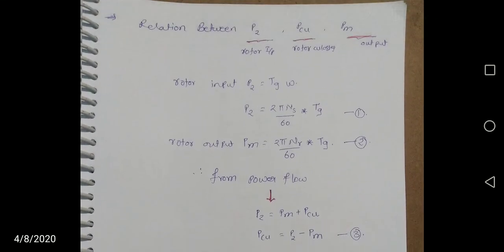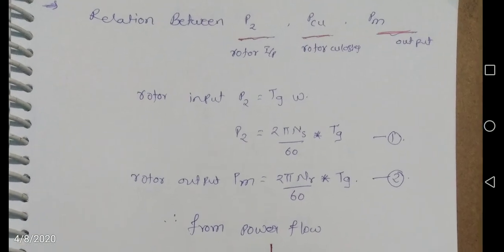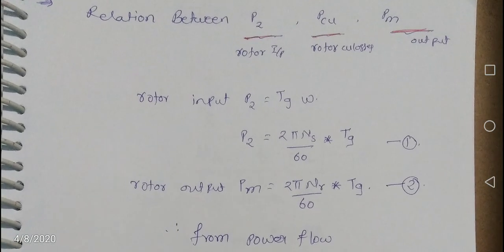So the next topic is the power flow diagram. After the power flow diagram, the relation between rotor input power, rotor copper losses and rotor output power PM. The relation between P2, PCU and PM. This is very important for calculation of induction machine problems.